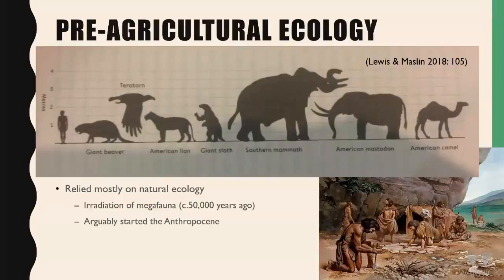So 50,000 years ago was the first major human impact on the lives of other species. It's believed from the evidence that the megafauna, the big animals that existed, were overhunted, overpredated by humans, getting wiped out. And some people say, well, actually this is the start of the Anthropocene. It's not the Industrial Revolution in 1820 or whenever. It's 50,000 years ago. This is when we started mucking it up.